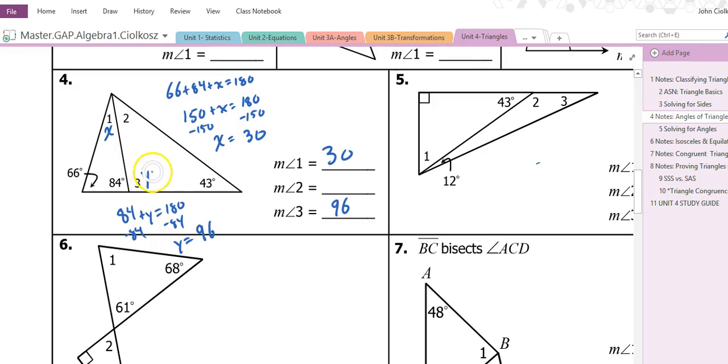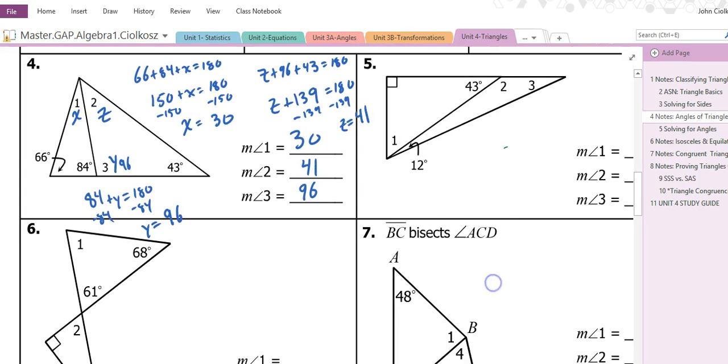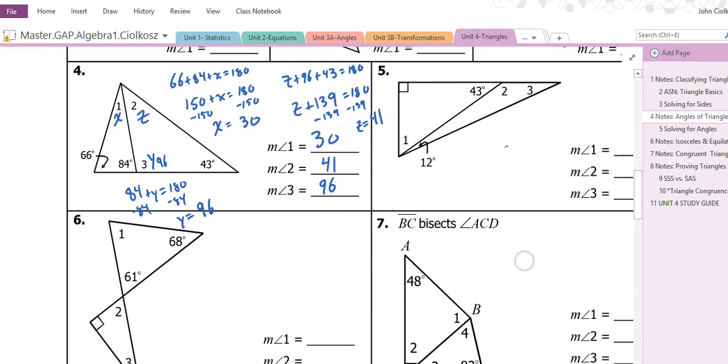Well, if this is 96, now these 3 have to add up to 180. So I can do angle 2, we'll call z. Let's see, 139, 139. So that one, 41. For this one, I'd start with angle 1, then 2, and then find 3.